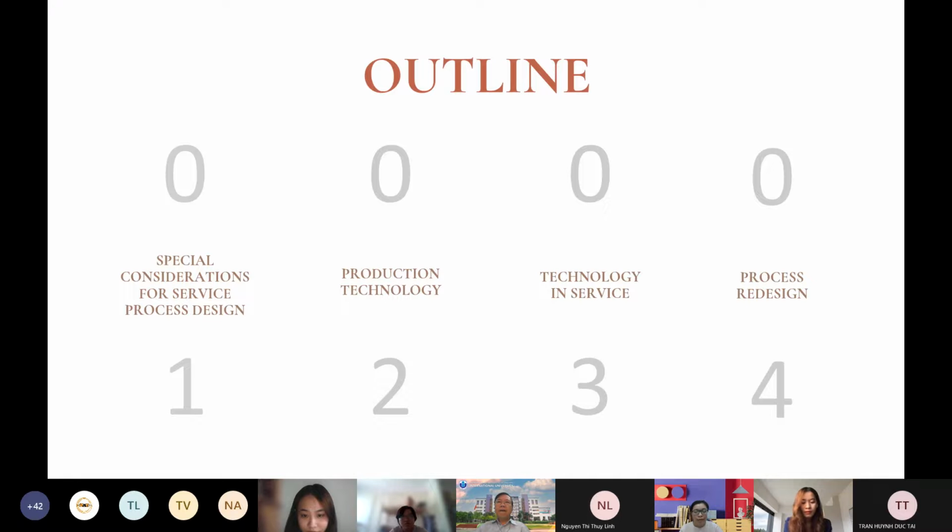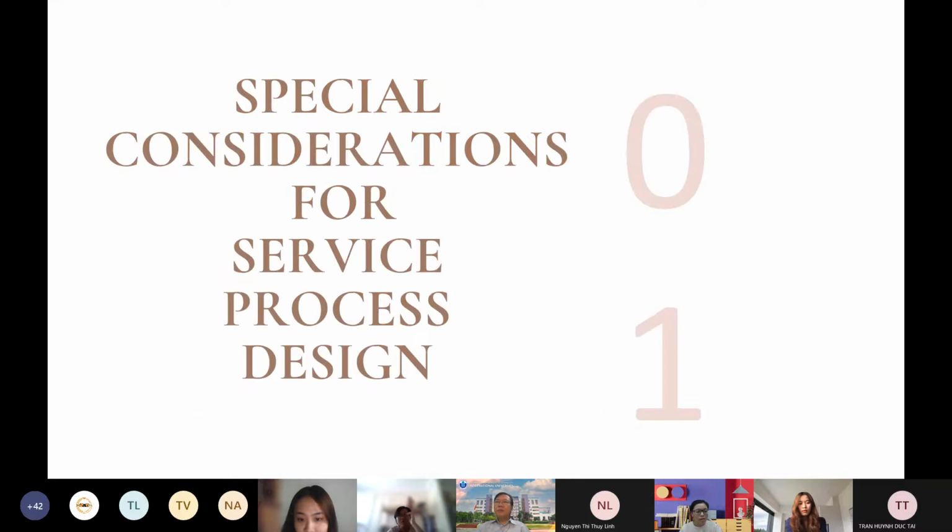The outline of our presentation will cover 4 parts. The first part is special consideration for service process design, the next is production technology, then technology in service, and the last one is process redesign. So I will introduce the first part of our presentation, special consideration for service process design.